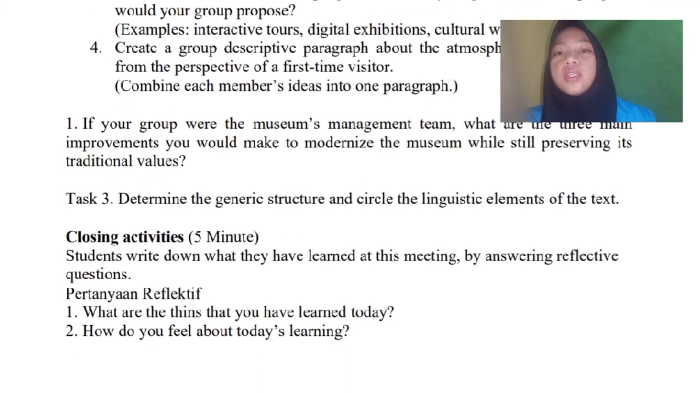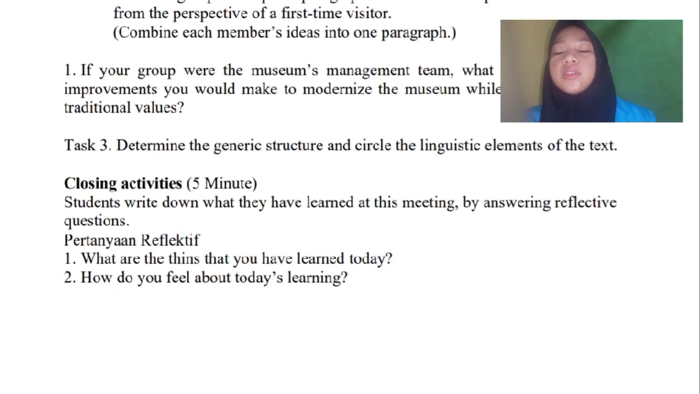And task 3. Determine the generic structure and circle the linguistic elements of the text. In the lesson, students also learn what descriptive text is. Descriptive text is used to describe people, places, or objects in detail. The structure consists of identification and description. The language focus is simple present tense because we describe facts.